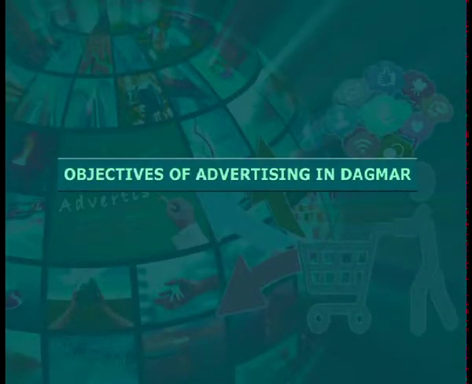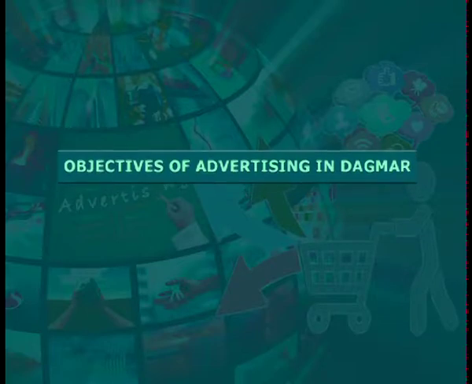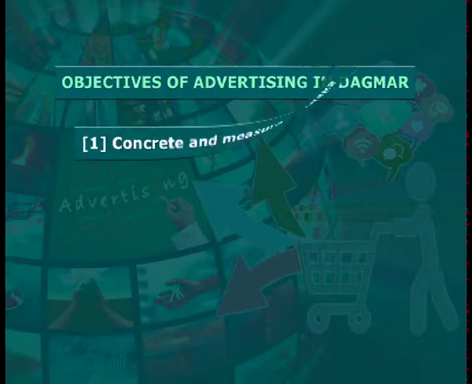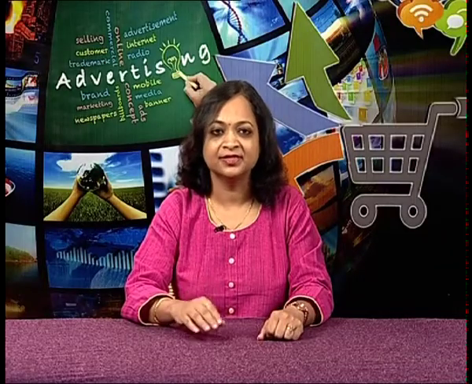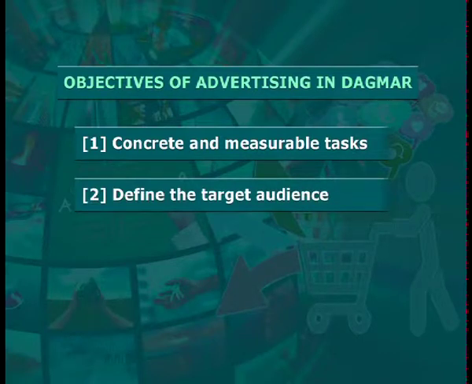Now, let us understand objectives of advertising through Dagmar. The objectives of advertising in Dagmar, which are used to create communication tasks, include: first, concrete and measurable tasks. Friends, the tasks need to be a precise statement of what the advertiser wants to achieve through the communication. Does he want to strengthen the brand image, maximize the brand presence, penetrate new markets, or increase overall sales? Second is define the target audience.